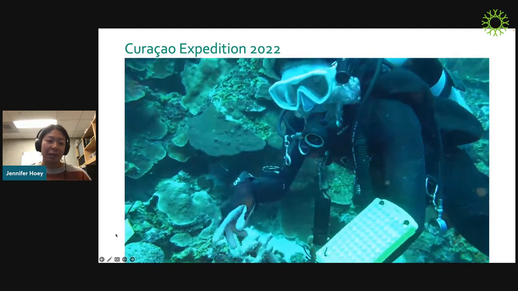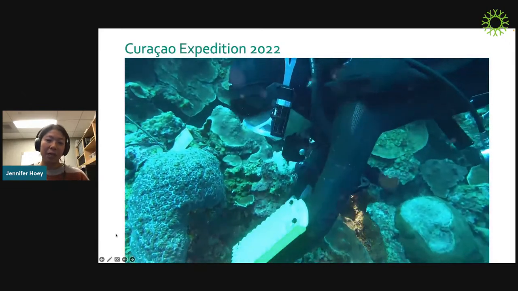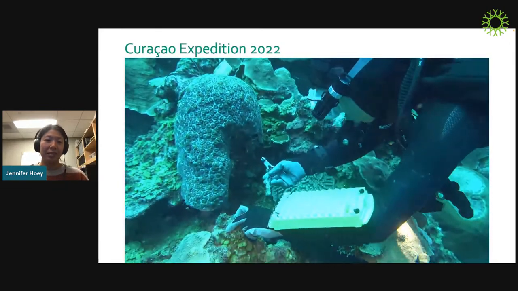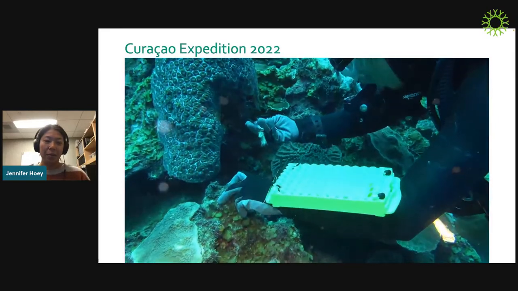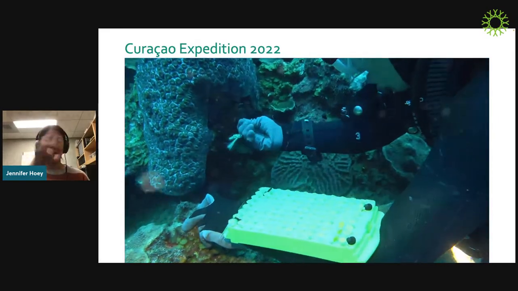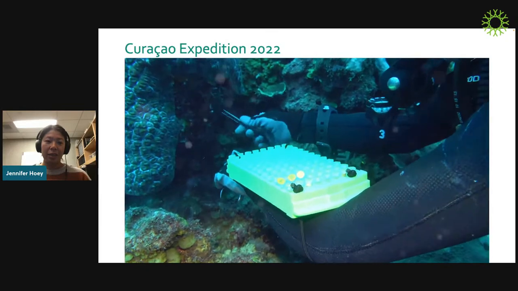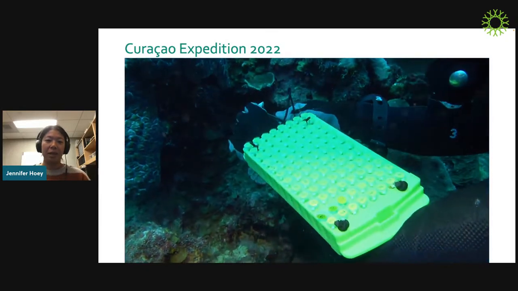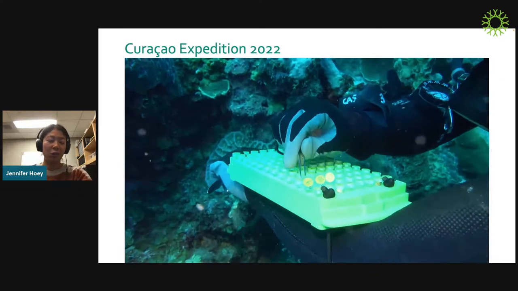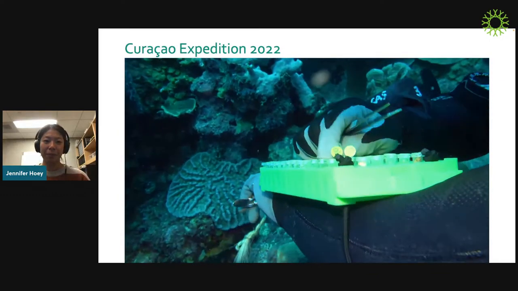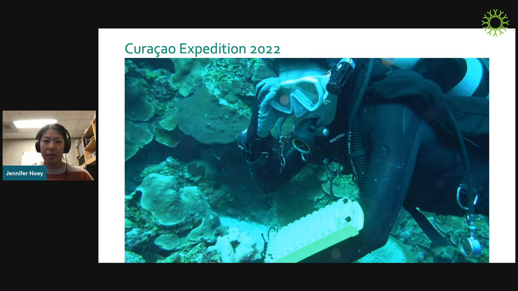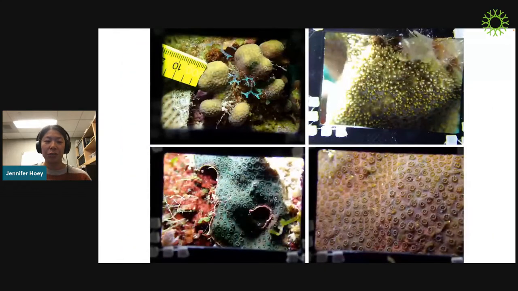When I'm underwater, I signal to my dive buddy which tube it's going into. They take the sample, which is usually very small, something like a few millimeters in length, and use the forceps to put it in the appropriate tube in this tray that I wear on my arm. I sampled tissue from Madracis colonies, and we also took standardized macrophotos of each of the colonies that I sampled.